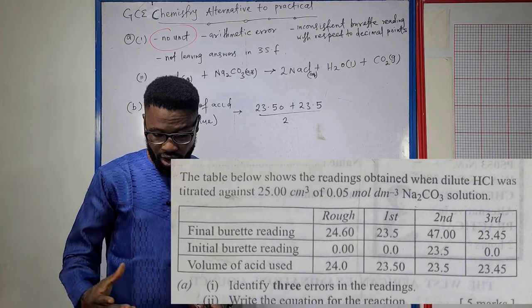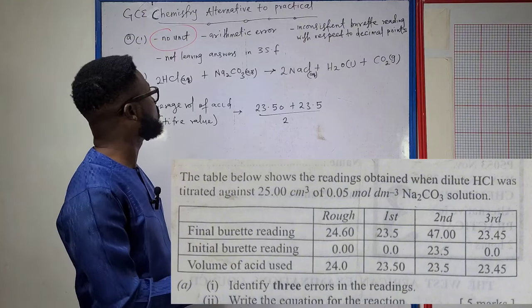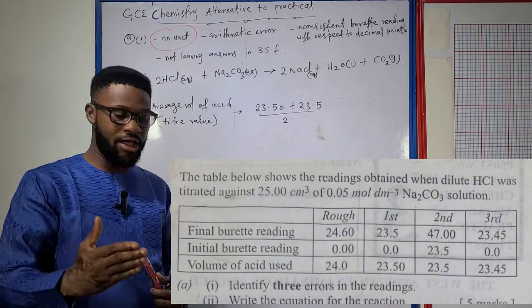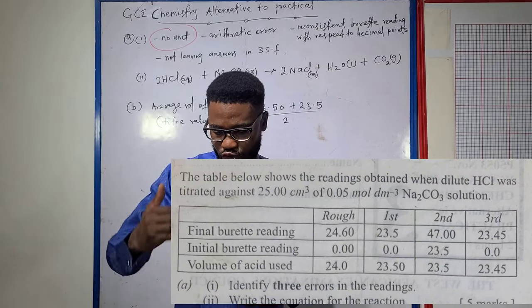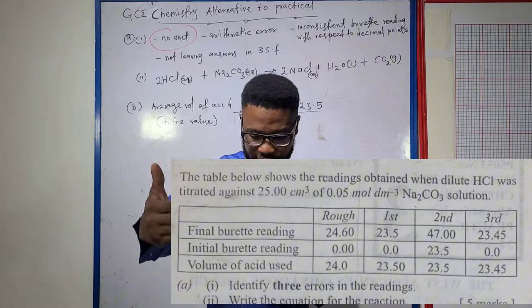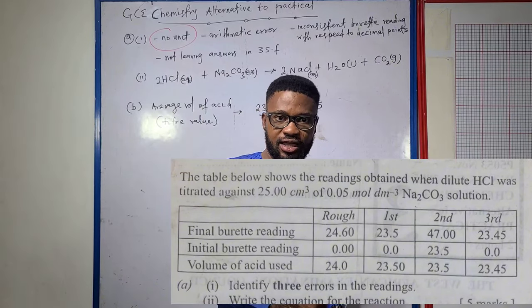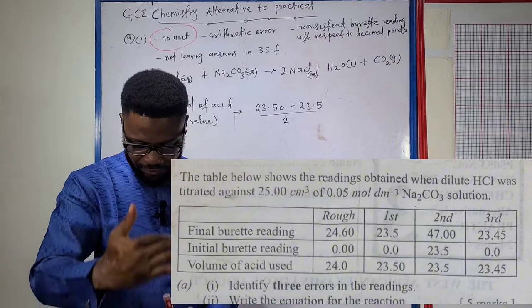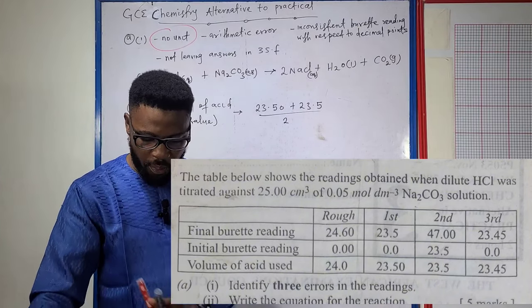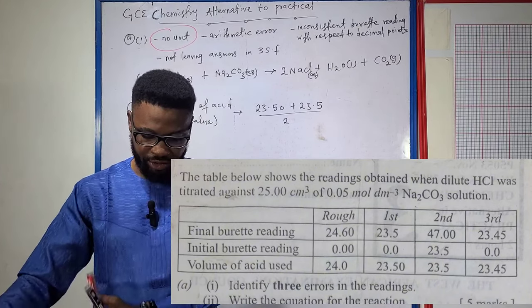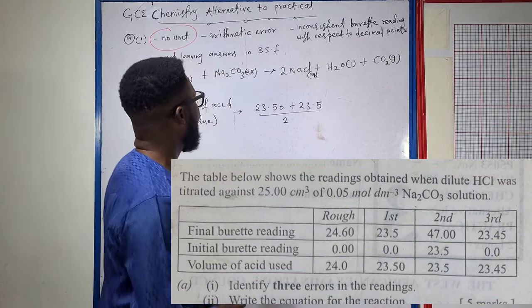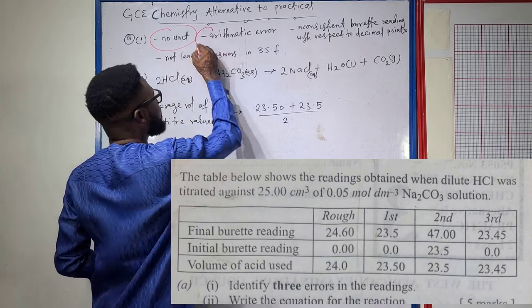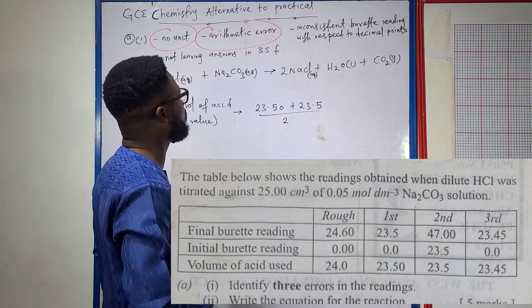The second error I can see in that table is what we call arithmetic error. Arithmetic error in the sense that we were trying to subtract the initial burette reading from the final burette reading. And if you look at the rough titration, 24.60 take away 0.00, and we got 24.0. Of course, that is an error, so we have arithmetic error as the second error.